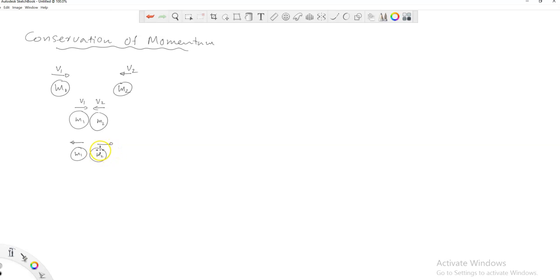Now we can't say that necessarily they're going to bounce back with the same speed. Could be some other speeds. Let's say this is going to go back with V1 dash, V2 dash, right? So during this collision, this is our system. They collide and they bounce back. This is the state before collision, right? Initial. This is the state after collision. They're going in opposite directions. Final.